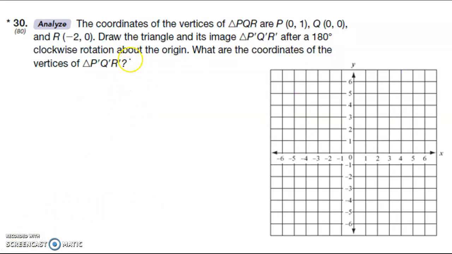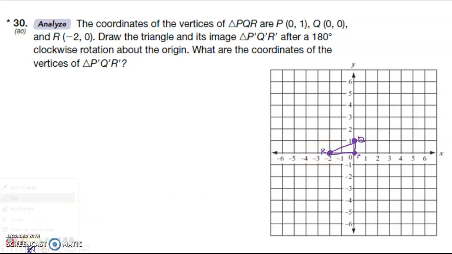Number 30. So the coordinates of the vertices of triangle PQR are these. So let me go ahead and plot these. So I have 0, 1, which is right here. I have 0, 0, which is right here. And I have negative 2, 0. So this is my triangle. Let's see, this is P, Q, R.